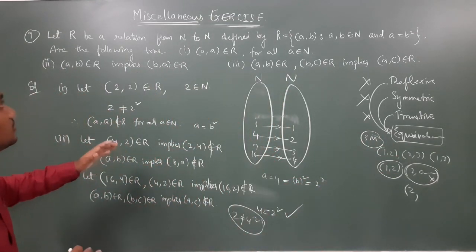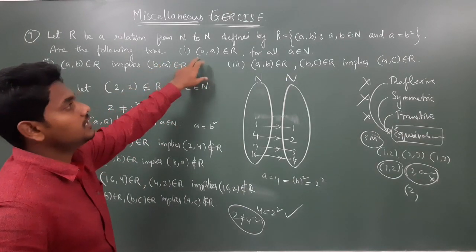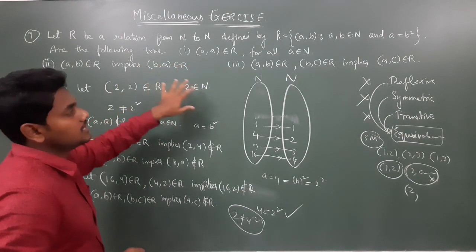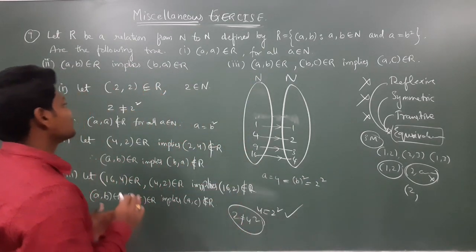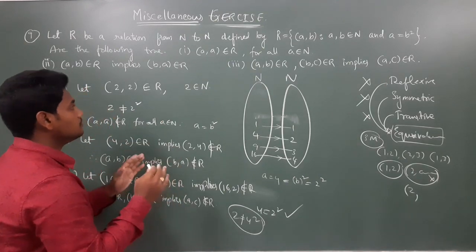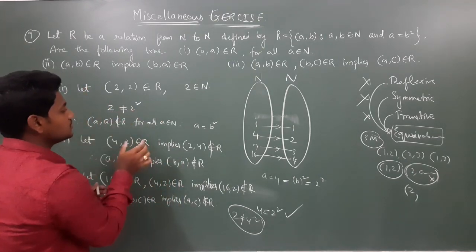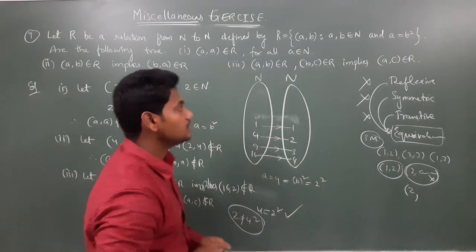So these questions will be there. They will give one relation, and we need to check whether the first condition is satisfied or not, the second condition, and the third condition. This question is actually very easy, guys. But how to pick the ordered pairs? If you remember these three conditions, you can easily do it.